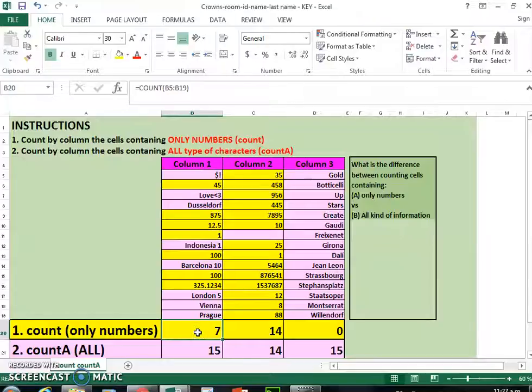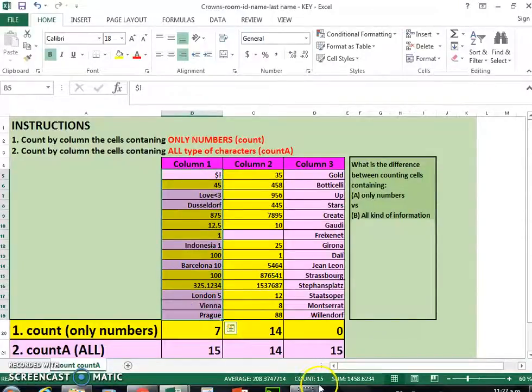Only 7. But if we count the cells that contain all type of characters, count A, then it's going to be 15. Even this one with the currency symbol and the exclamation symbol contains something. So the answer is 15 cells over here. If I select them, it says count 15.